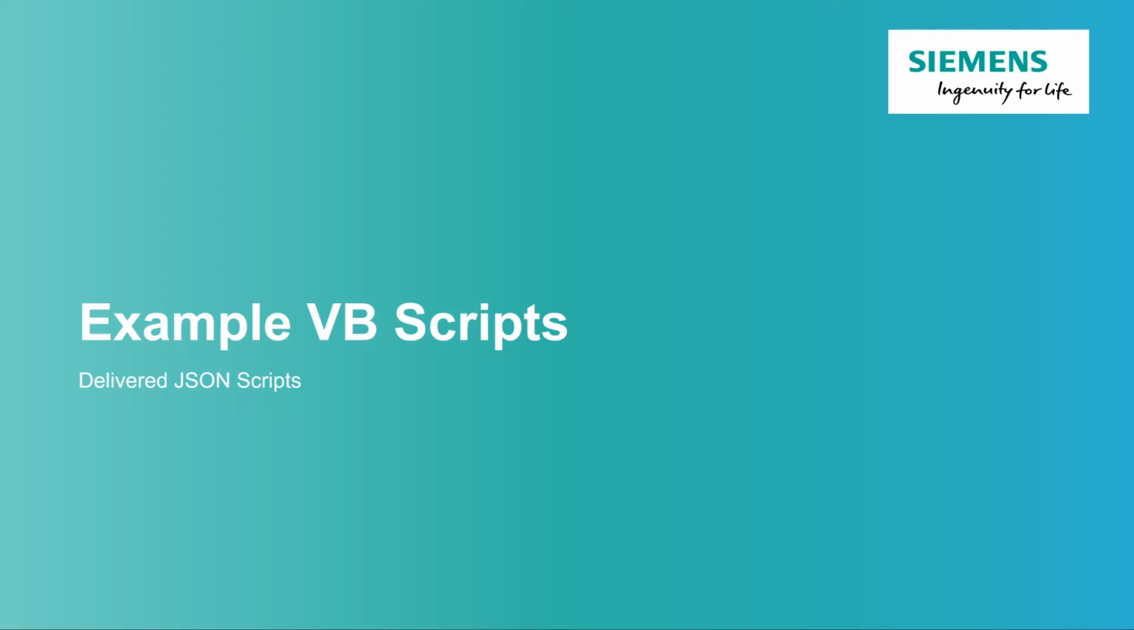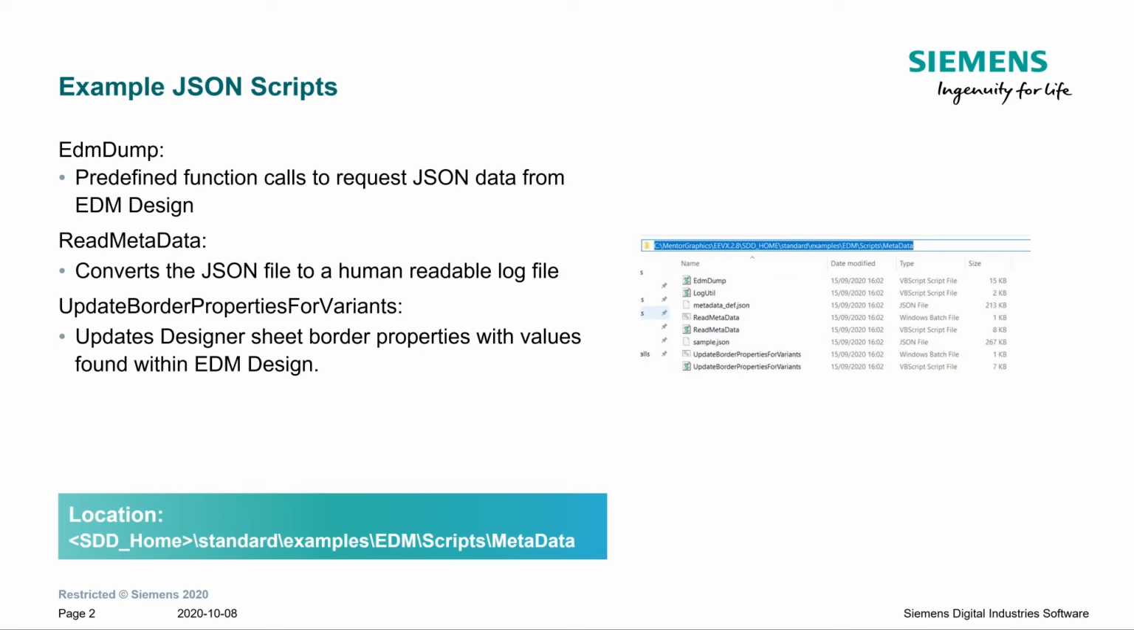Now that we have established what the JSON file is and how it corresponds to EDM Design, let's look at some of the example scripts delivered with VX2.8. EDM Dump contains predefined function calls to request JSON data from EDM Design. These function calls are used within the other scripts that are delivered.